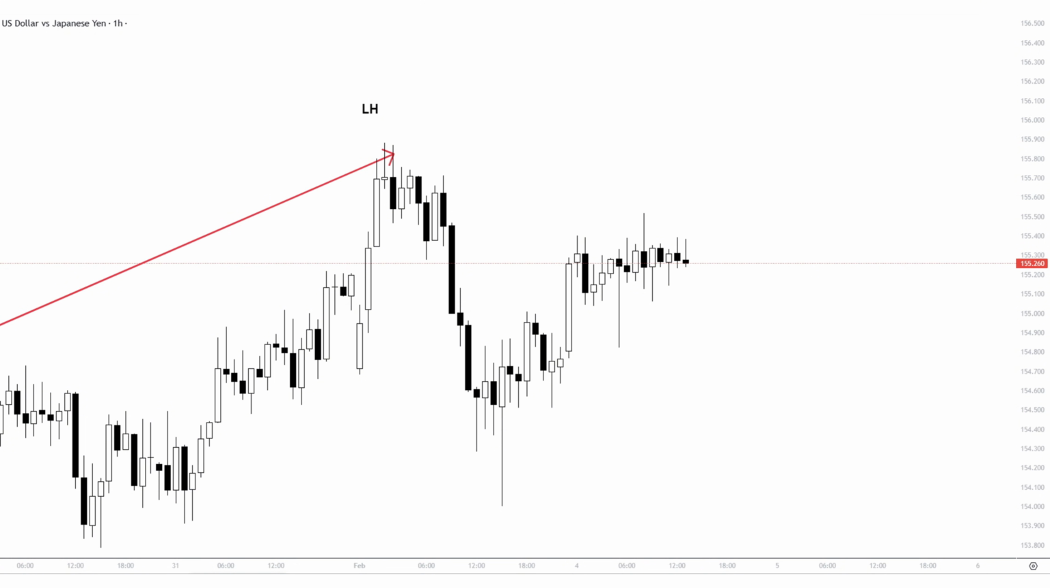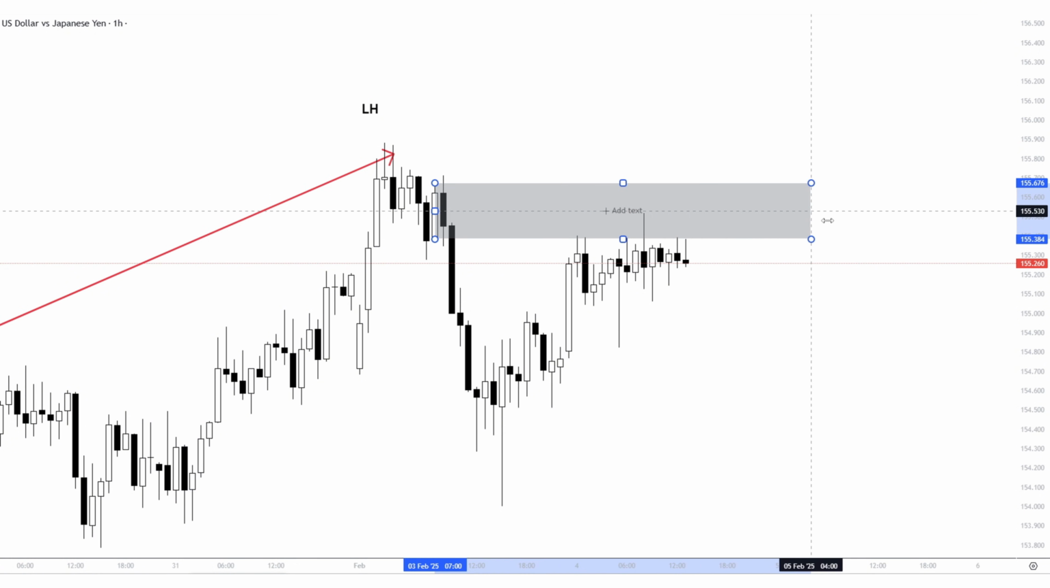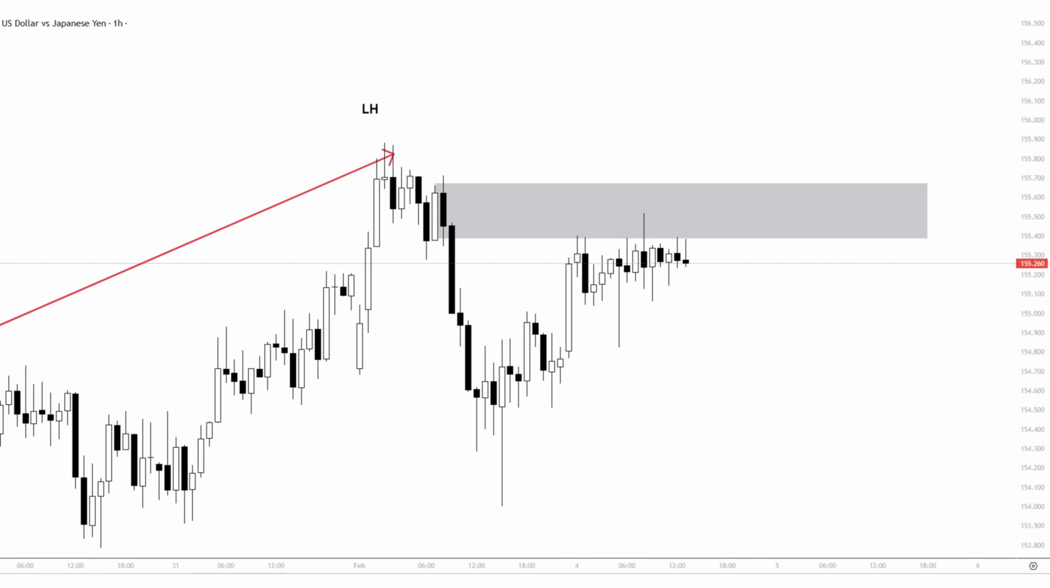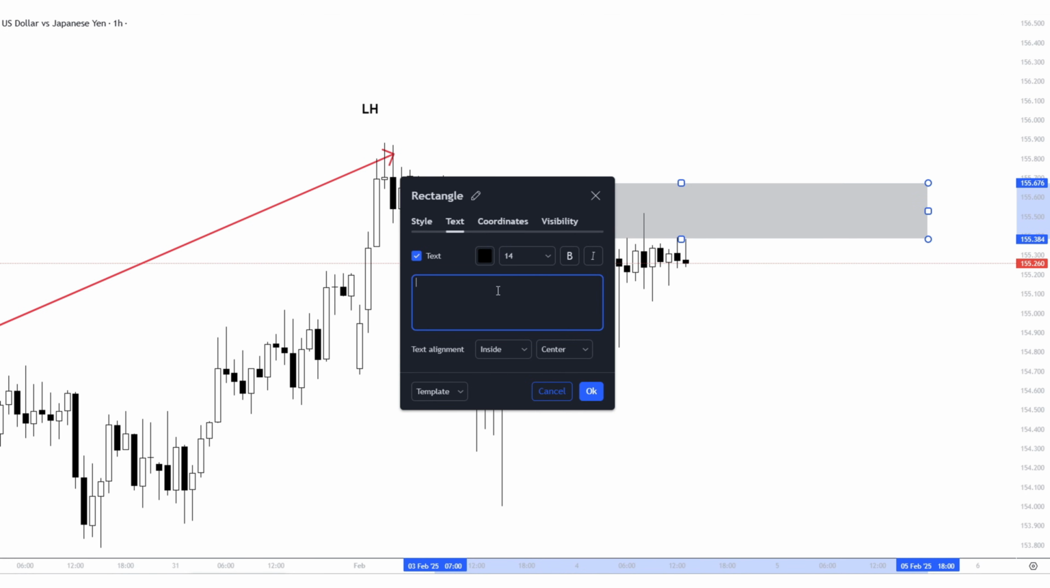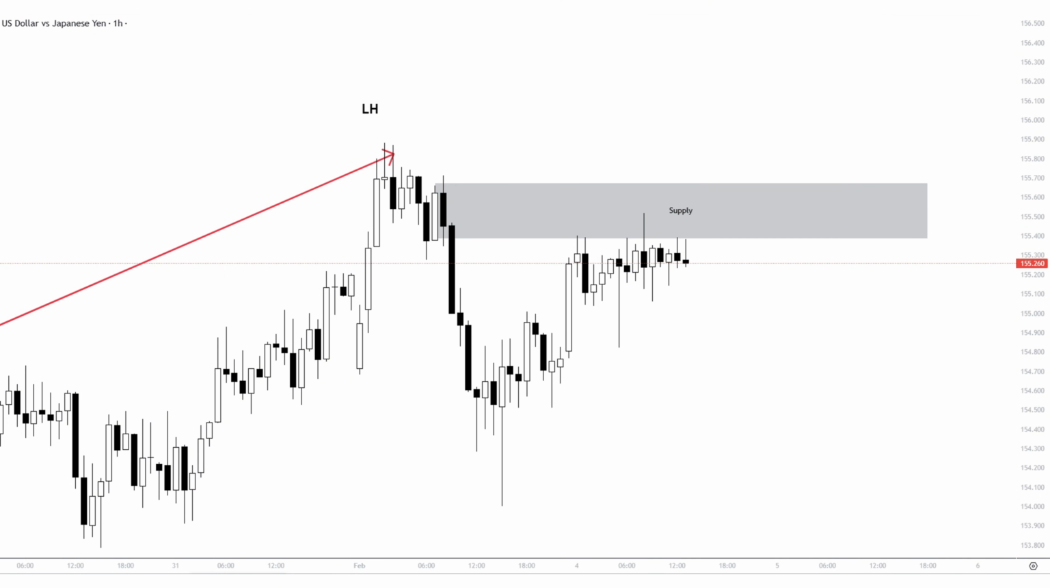The supply zone is the last up candle before the downside impulse started. On this chart it is very easily seen. The supply zone should be near this candle, being the last important up candle, right before it started to push to the downside pretty significantly.